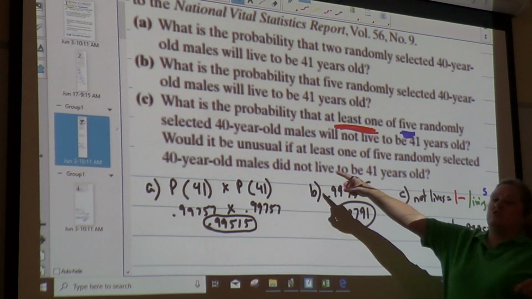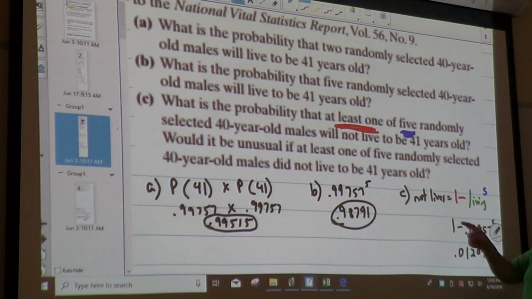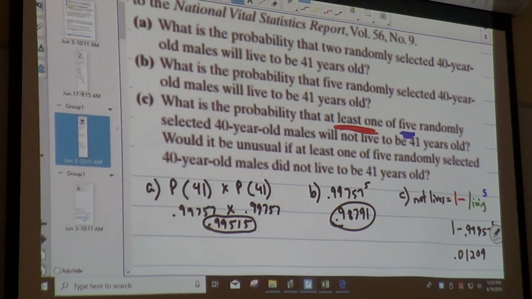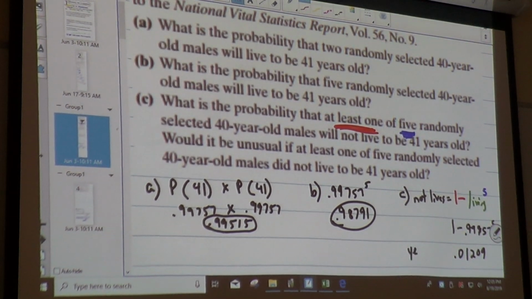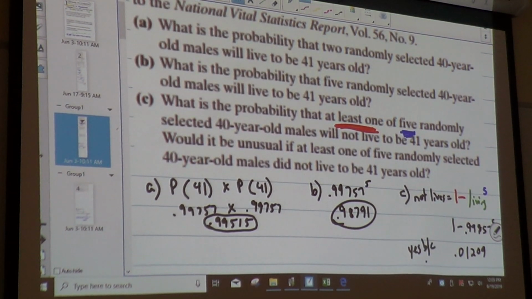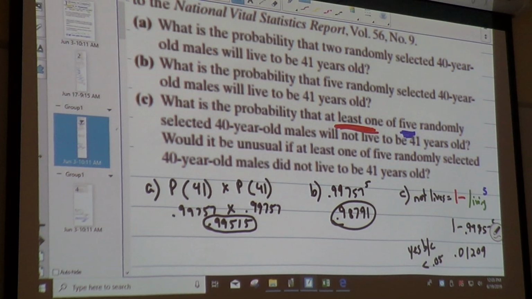Would it be unusual to find? Yes, because it's less than 5% or 0.05.